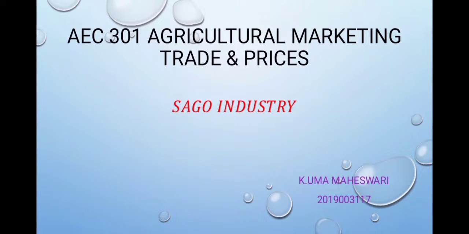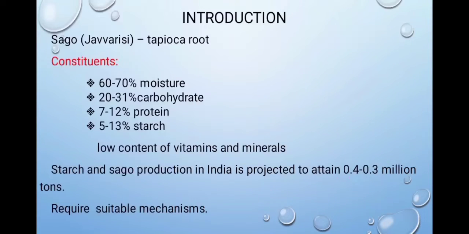In this, we are going to see about the Sago Industry. The introduction about Sago Industry. Sago, it is otherwise called Javarsi. It is prepared from the Tapioca root.